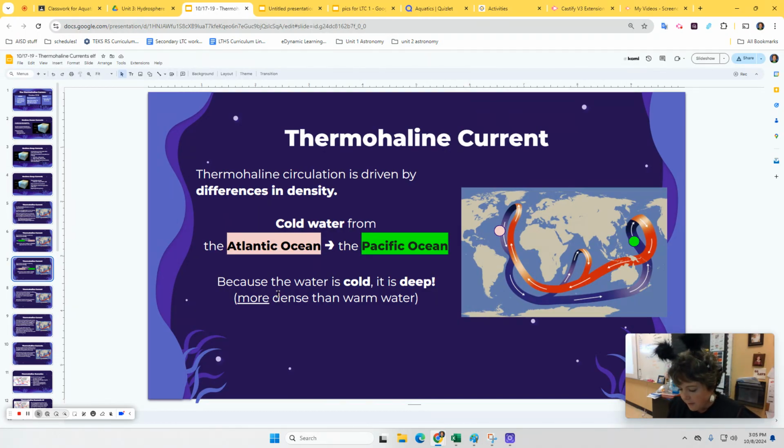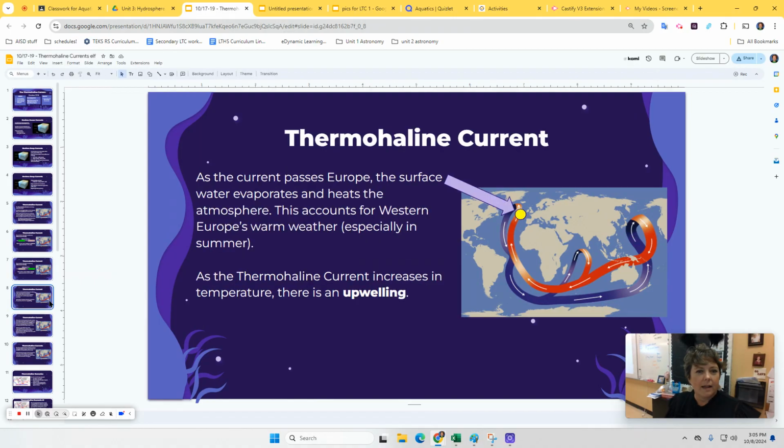Okay, so that is about halfway on this little thermohaline current page. And then as the current passes Europe, the surface water evaporates and it heats the atmosphere. So it gets into the clouds and the atmosphere. And this is why Western Europe is warm, especially in the summer, like Rome and Italy and even France. They can be very warm, but they are way up here. If you think about it, they're much higher than like Austin.